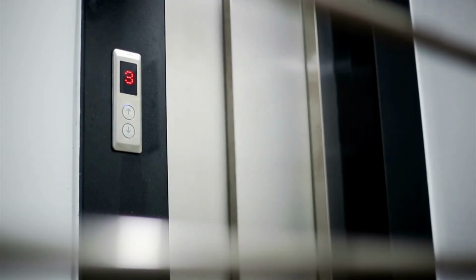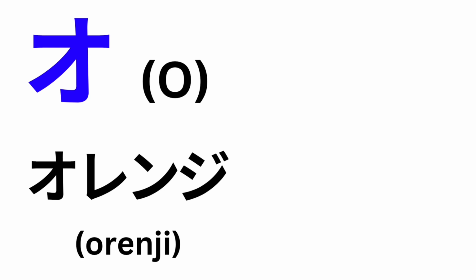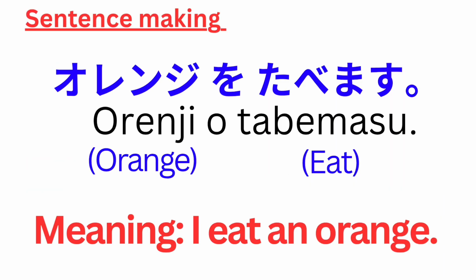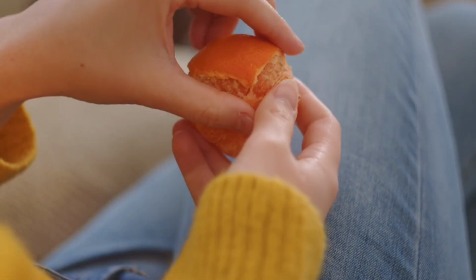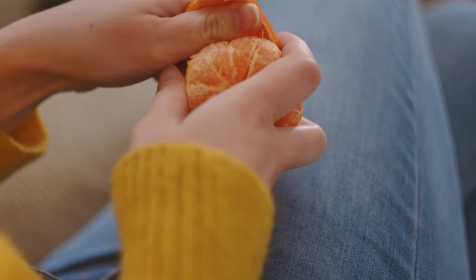Next we have O. Example word, orange. Orange means orange. Example sentence, orange wo tabemasu. Orange wo tabemasu. I eat an orange. That's all for today's lesson.